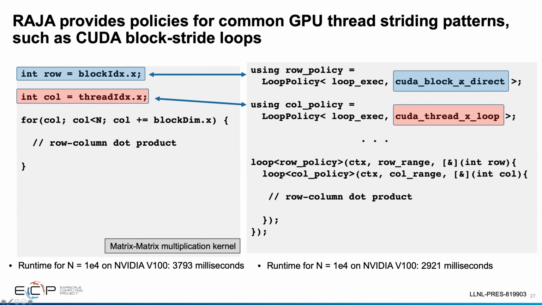So if you want to map things directly, you just use these direct policies. And then if you want to perform loops, like we see on the left-hand side with CUDA, you just use these loop methods. And then you express your code just in terms of nested loops. Just to illustrate the difference in runtime here, this was actually a surprise for me, but we actually found that the RAJA version was slightly faster than the CUDA version. I don't have a good explanation for this, but it was a nice surprise.